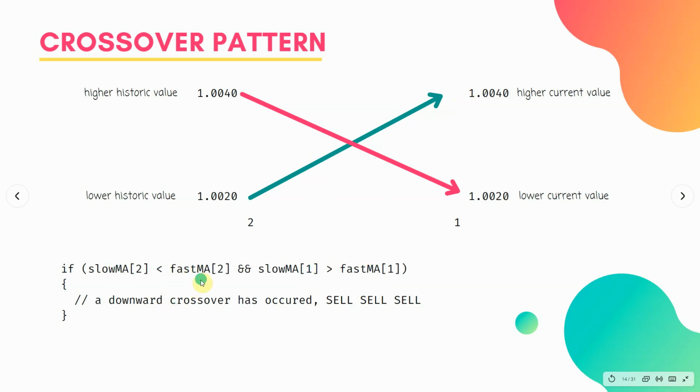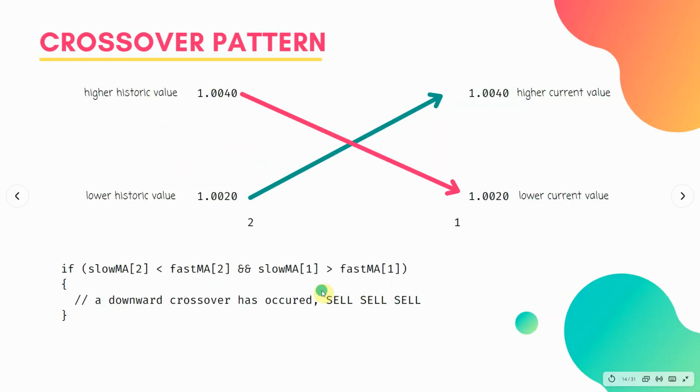Or to put it the other way around, we want the fast to be above the slow in history, and we want the fast to be below the slow in the current time frame. So the fast has moved down, a downward crossover has occurred, and then we sell. So that's the basics of recognizing that pattern within the brackets here. That's the expression for that pattern for a downward cross.